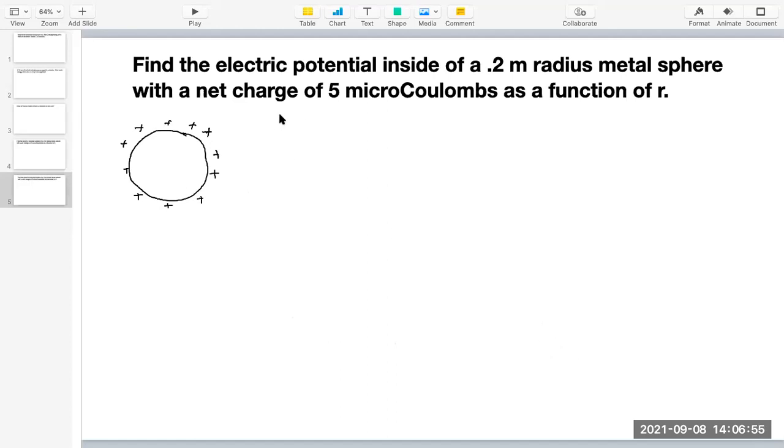So for our electric fields, the closer, oops, those directions were wrong. Away. The farther from the sphere, the weaker the electric field gets, and it should be going away. And on the inside, nothing at all.